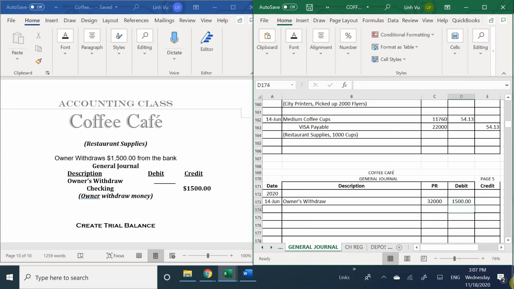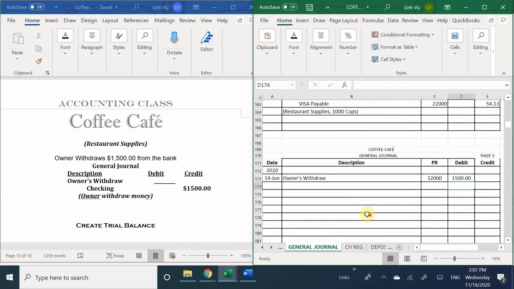$1,500. Okay, so I finished my general journal number 4, so I moved on to general journal number 5, in case you didn't know that. So here, owner's withdrawal. What date did we do that? The 14th. Mm-hmm. Okay, so everything I put in for the 14th, we've been putting in general journal 4. Yes. I finished my general journal 4. Okay, I want to make sure I'm on the right page, so that is confusing.